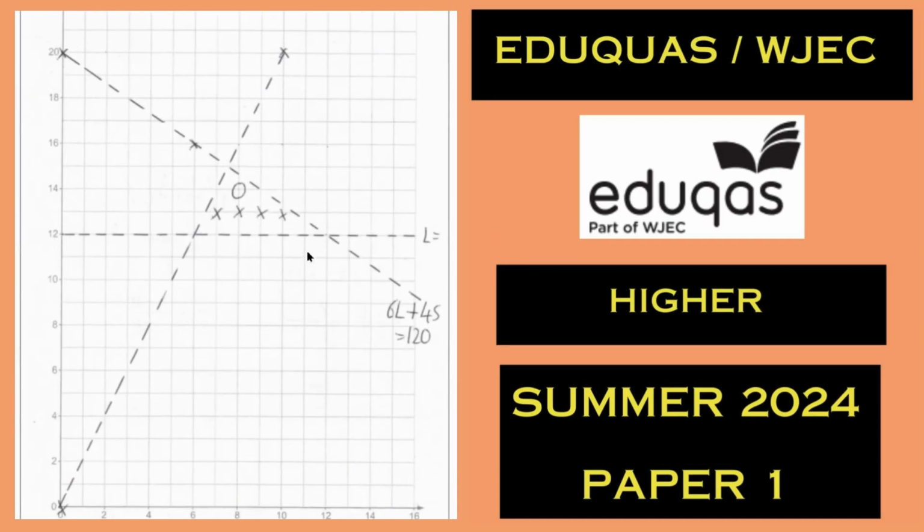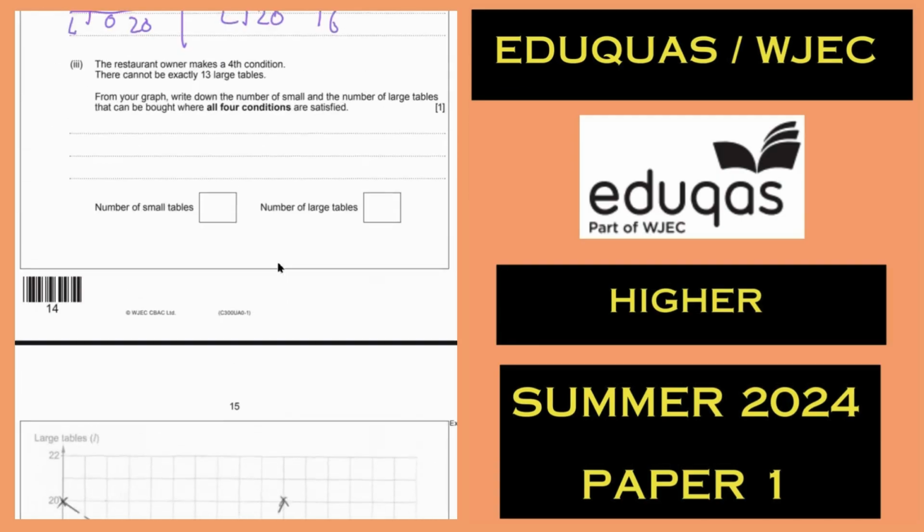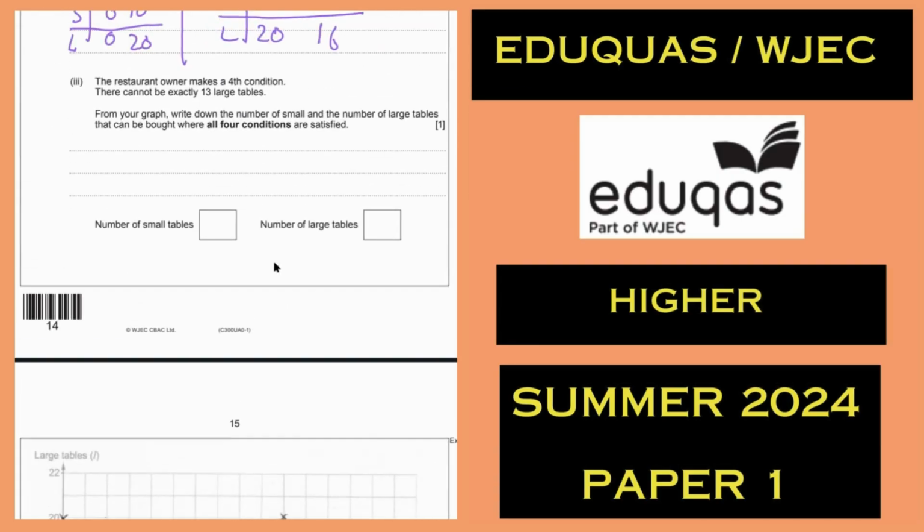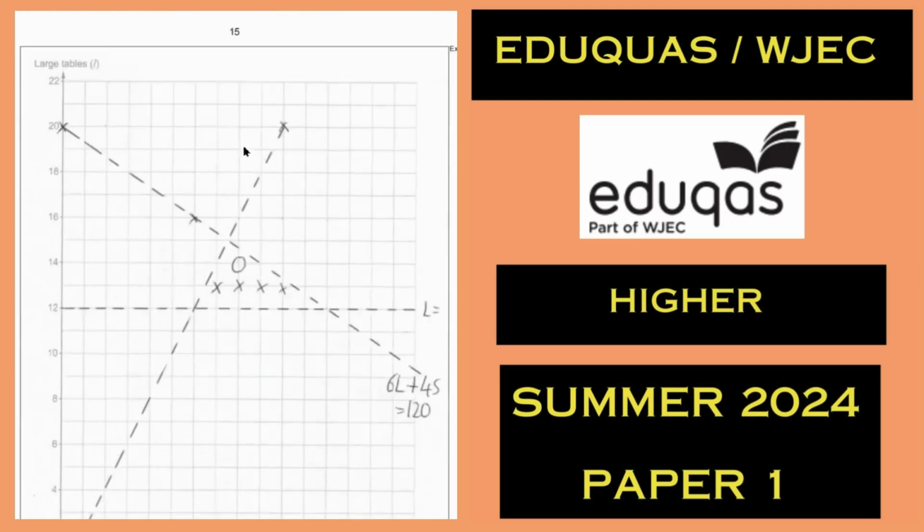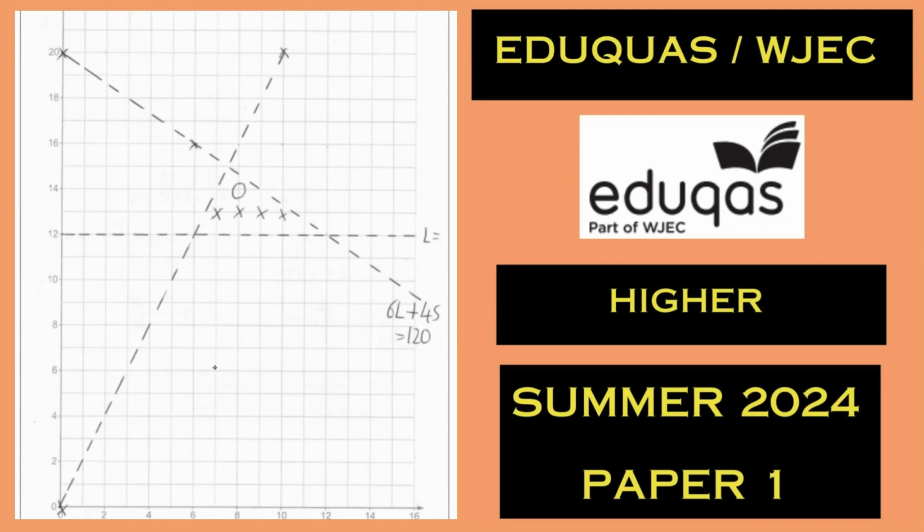That's what it looks like. Needs to be dotted lines because of the fact that it's greater than, not greater than or equal to. Part three I, the owner is superstitious, doesn't want 13 large tables. From your graph, find the correct answer. 13 large tables is here.